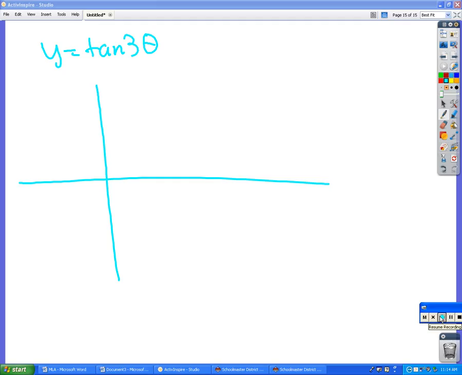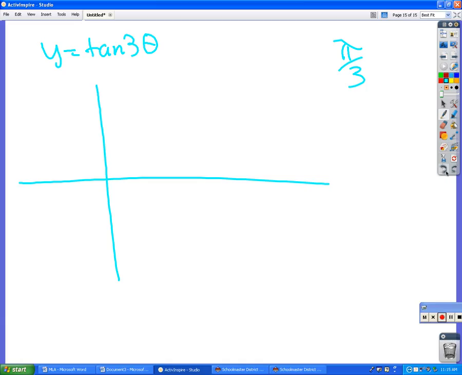So this is going to be tricky. What's the period of this graph? Pi over 3. Okay, because b is 3. It's the number in front of the variable. And for a tangent graph, you go pi divided by that. Sine or cosine, you go 2 pi divided by that. So pi divided by 3 is just pi over 3.